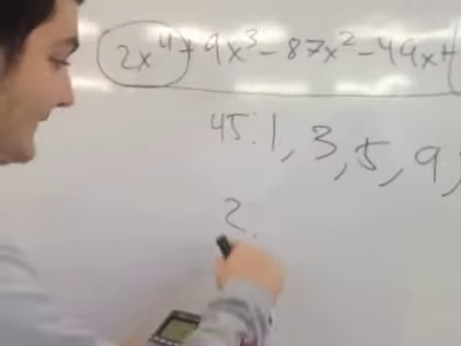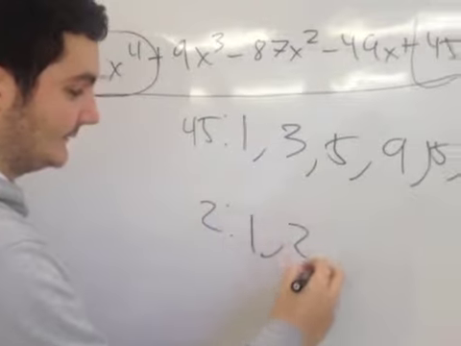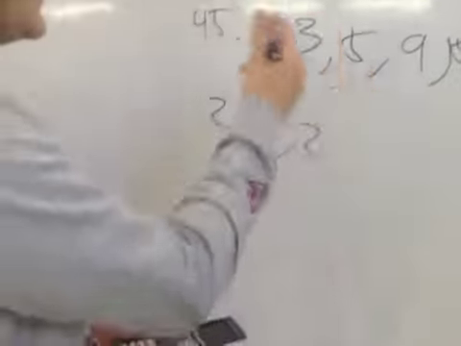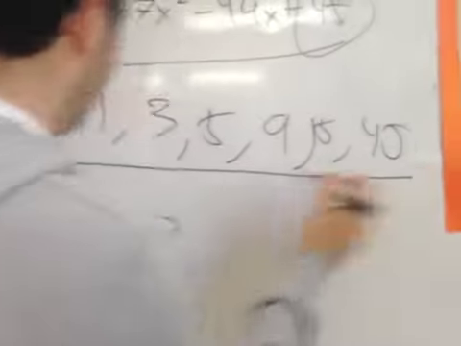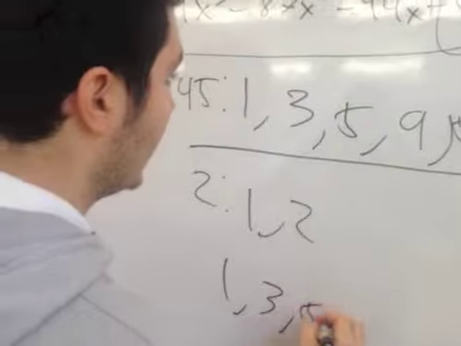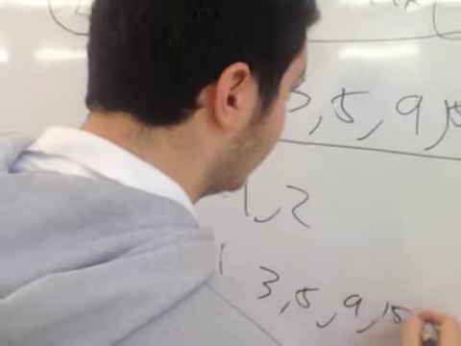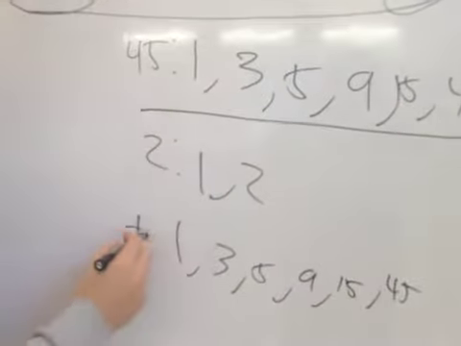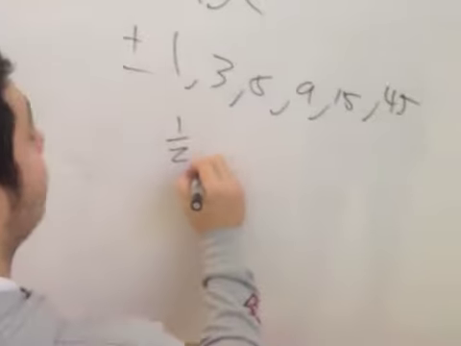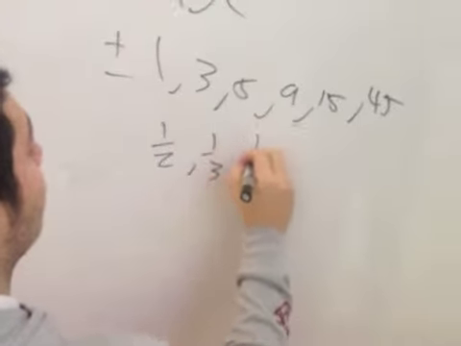Okay, then this one. It's 1 and 2. Now, we do this. So the factors are 1, 3, 5, 9, 15, 45, all positive and negative. And then 1/2, 1/3, 1.